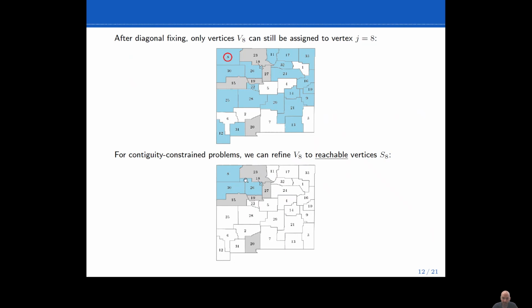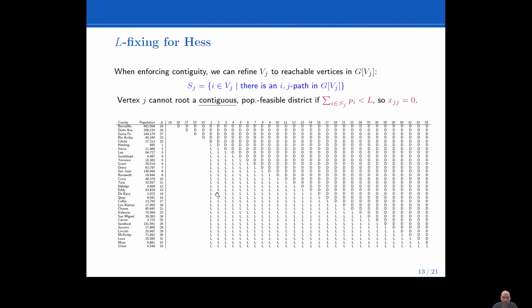So after this, we get only these vertices, which I'm going to call S sub 8. That's the subset of vertices that occur after 8 in the ordering and can also be reached from 8. Now we look at these counties and we see it's actually less than the population lower bound L. So again, we can L-fix this county. That allows us to fix even more of these variables to 0.